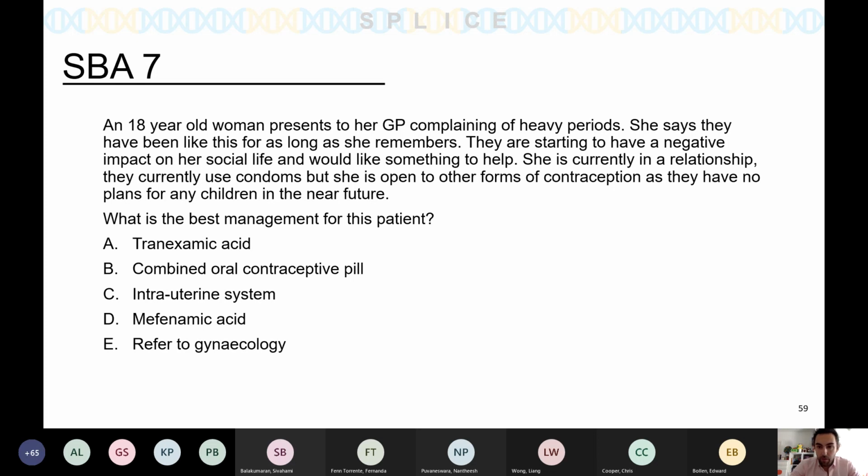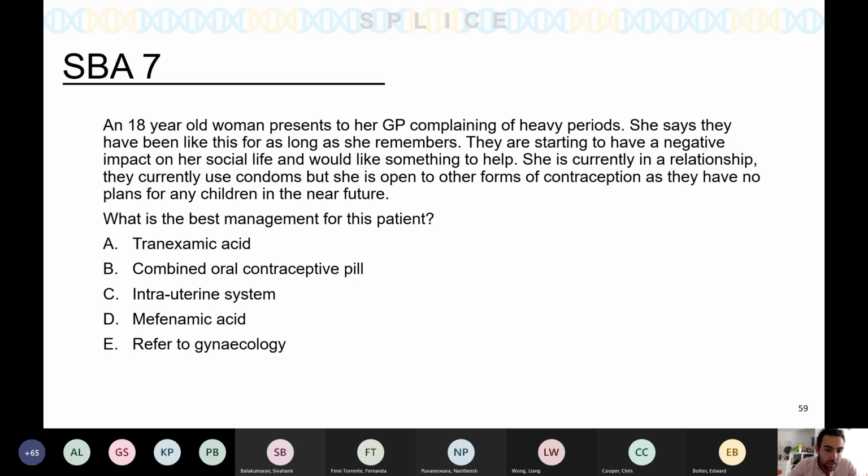It reduces the blood flow and it causes thinning of the endometrial lining. And it also helps as an effective contraception. If they don't require contraception, then you can give tranexamic acid. So this is the anti-fibrinolytic. Can't remember off the top of my head, but basically it helps with bleeding. You can give mefenamic acid alongside that if they are in pain as well.